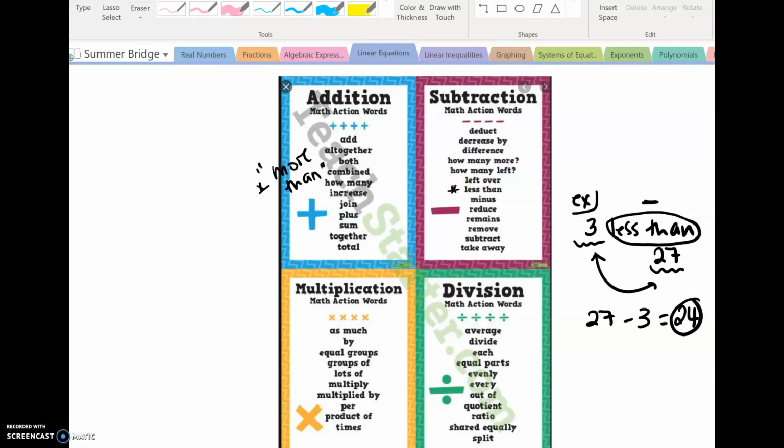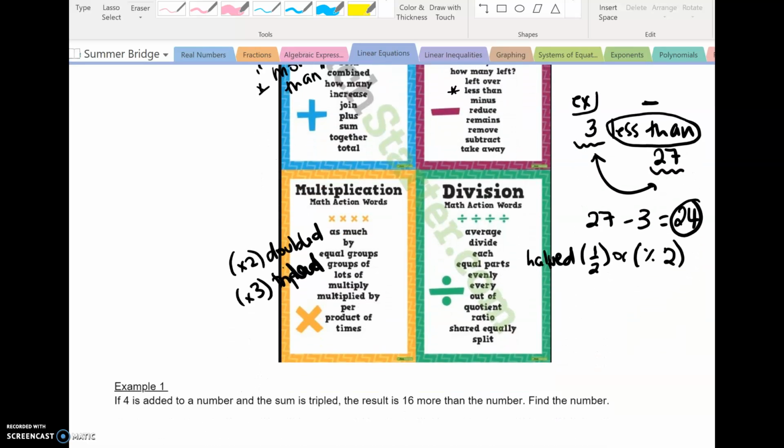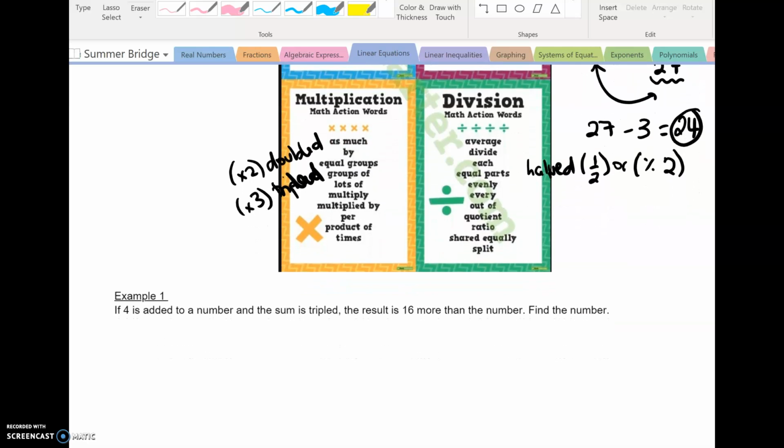Something else that I want to add into the multiplication column or box is "doubled." That means times 2. "Tripled," so times 3. Something for division like "halved." That's times 1/2 or divided by 2. So keep that in mind. So let's go ahead and tackle some that actually have these in there.